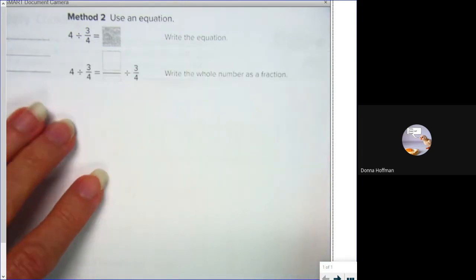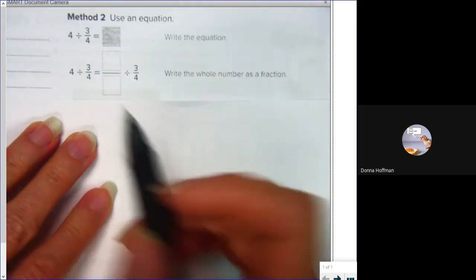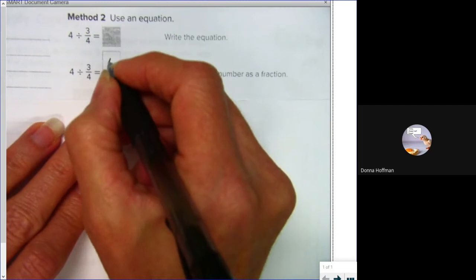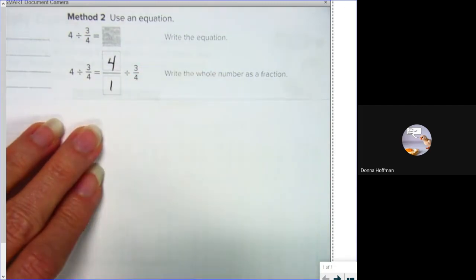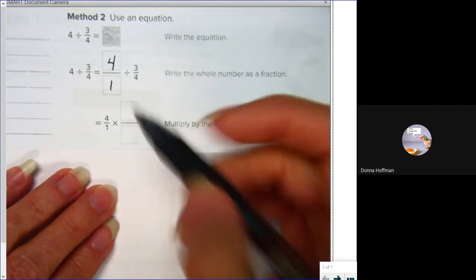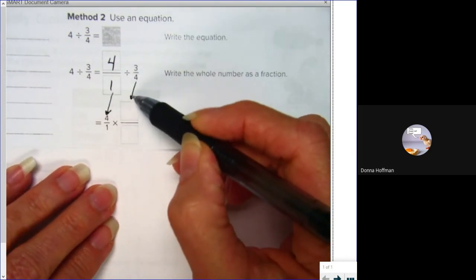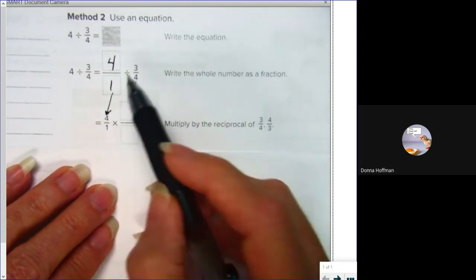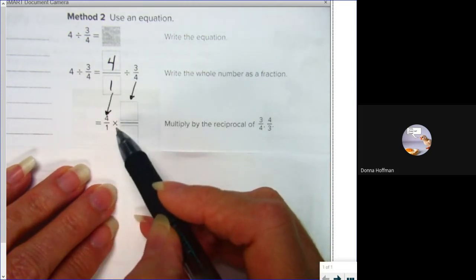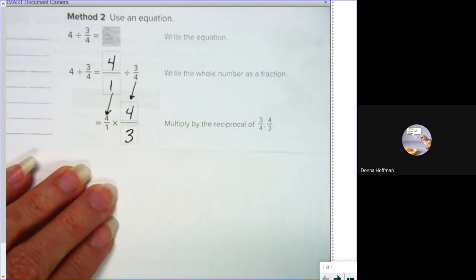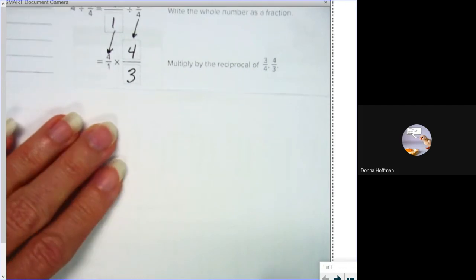So I'm going to rewrite the problem, and the first thing I do is I change this whole number into a fraction by placing it over 1. And then I have that written right there, and I need to flip this because this is where keep, change, flip comes in. See where the division changes to multiplication? And now I need to flip that divisor. Okay. I look for cross reduction. I don't have any cross reduction, so I'm going to move on.